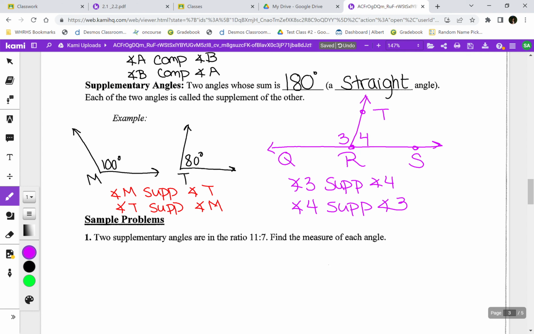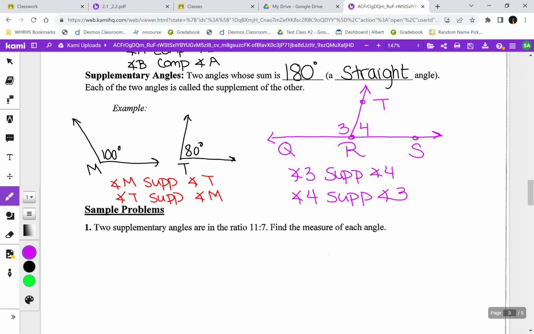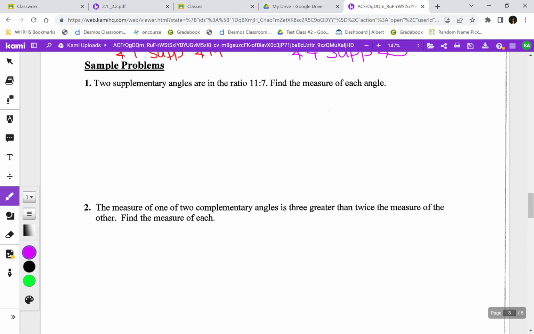All right, let's do some problems. Are we ready? Word problems. We're going to practice with word problems today, and we're going to practice more with word problems next class. All right, two supplementary angles are in the ratio of 11 to 7. Find the measure of each angle.